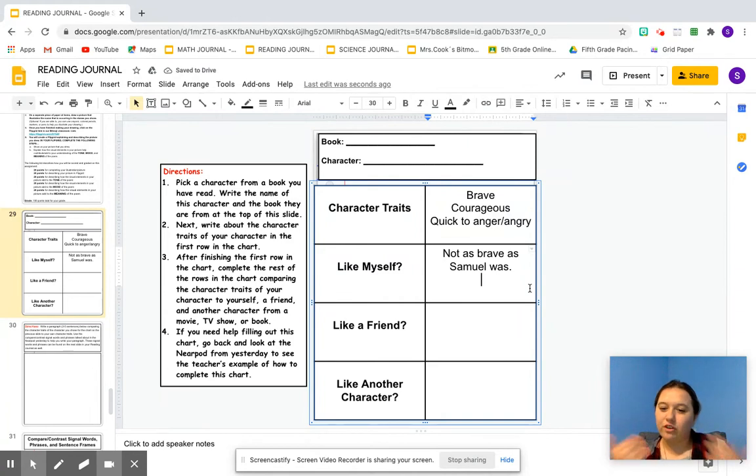And brave and courageous kind of go hand in hand, so they're kind of similar there. So I would say that I'm not as brave or as courageous as Samuel was, but I can be at some point, but I'll just say not as brave.